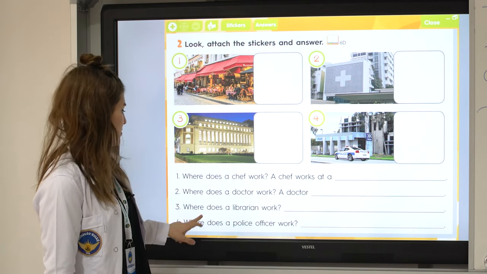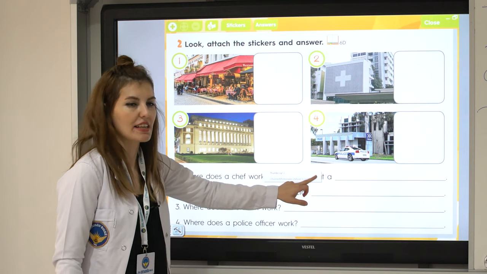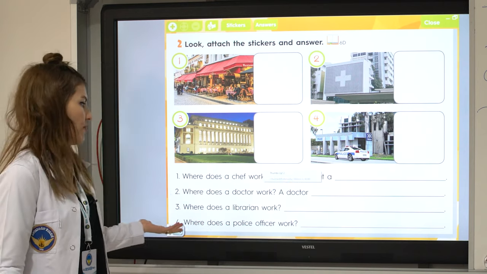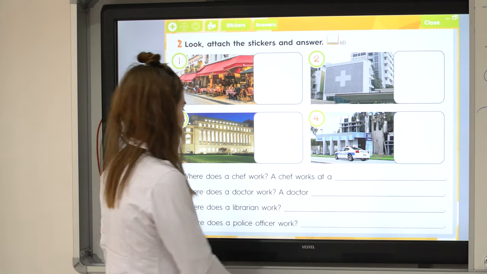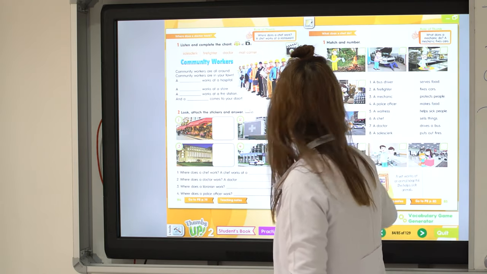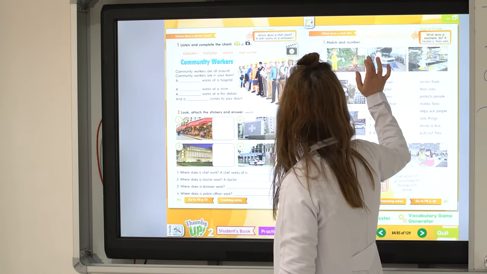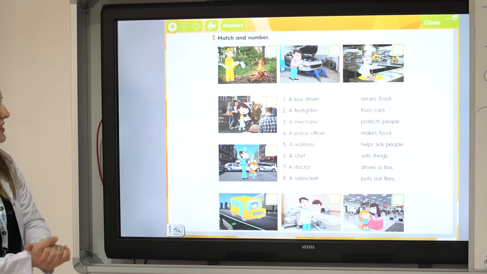Then, answer this question. Where does a chef work? A chef works at a... Where does a chef work? A chef works at a restaurant, of course. You must answer these questions. Now, there's a matching activity here.